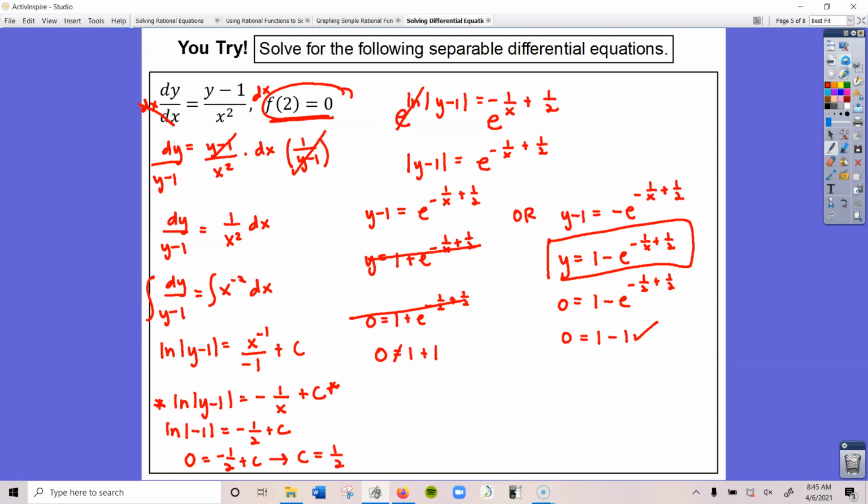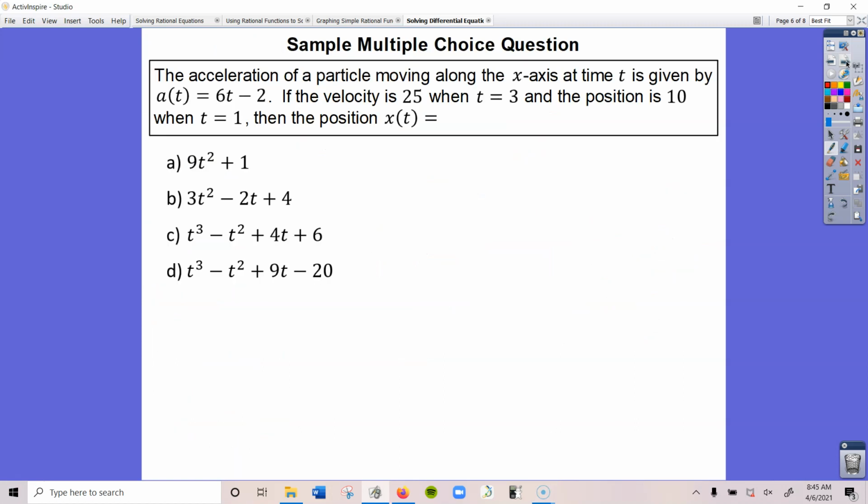Now let's look at a sample multiple choice question. We have here that the acceleration of a particle moving along the x-axis at time t is given by a of t is equal to 6t minus 2. If the velocity is 25 when t is equal to 3, and the position is 10 when t is equal to 1, then the position x of t is equal to, and we need to solve for that particular equation. So we're going to have to integrate several times.